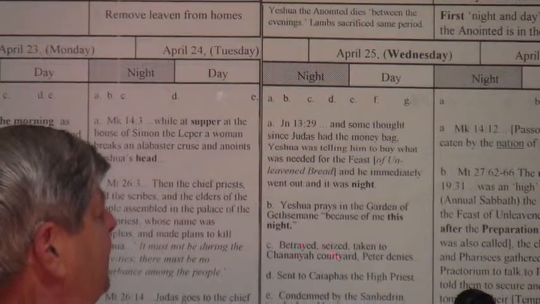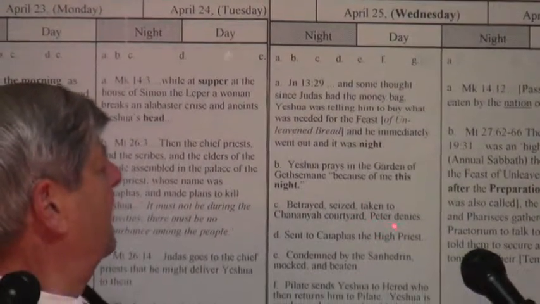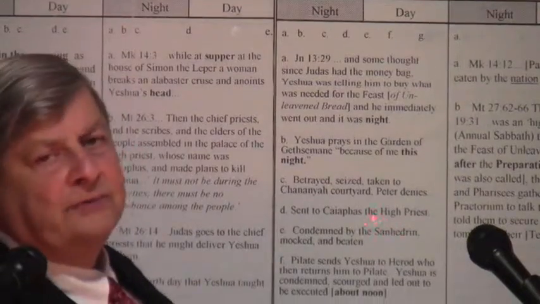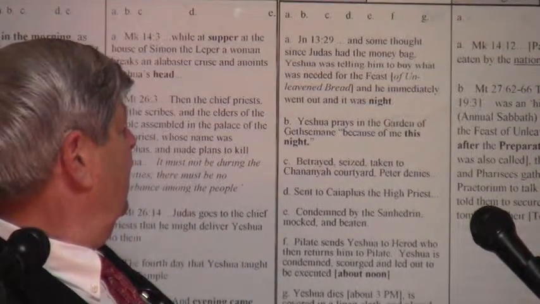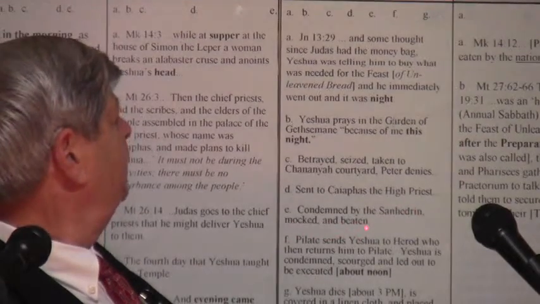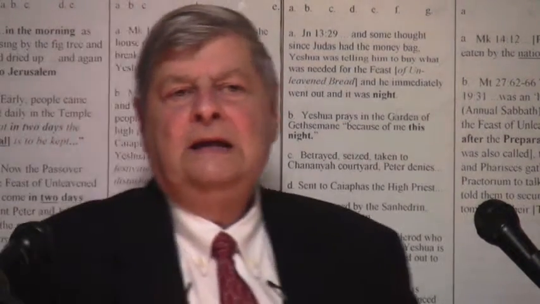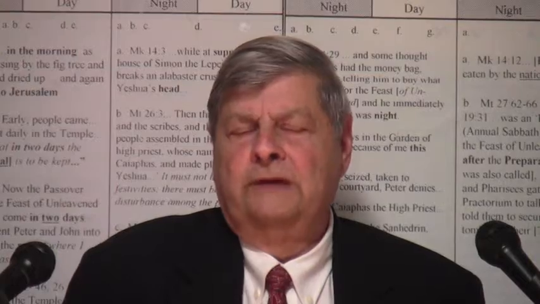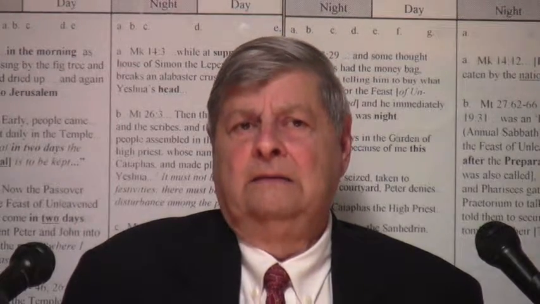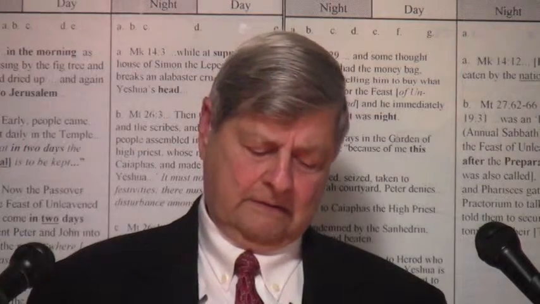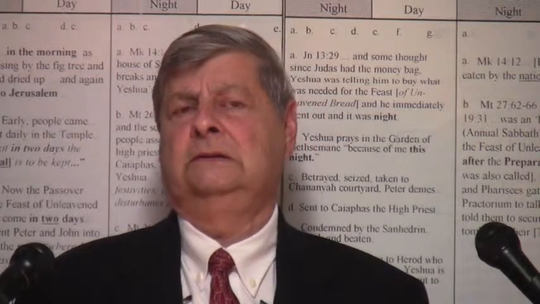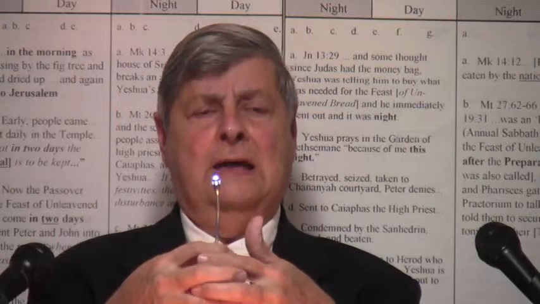He was betrayed, seized, taken to Cananiah's courtyard, and Peter denies our Savior. We know the reference to the cock crowing. He's then sent to Caiaphas, the high priest. He was condemned by the Sanhedrin, mocked and beaten. Let me back up a moment. The Sanhedrin was not necessarily a religious group. It was more of a civil governing body. But in those days, the governance of the Jews and the religious authorities operated kind of like this.